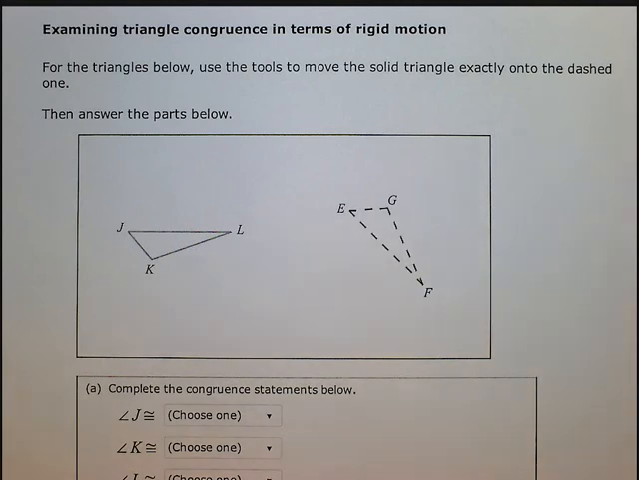Examining triangle congruence in terms of rigid motion. For the triangles below, use the tools to move the solid triangle exactly onto the dashed one. Then answer the parts below.